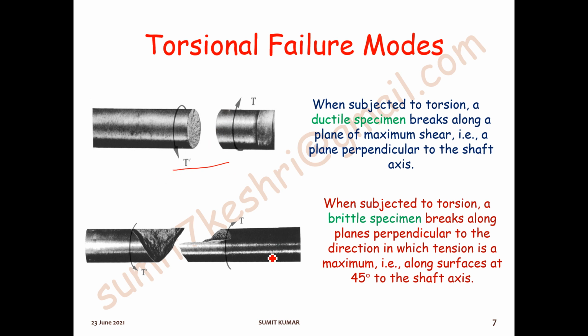And in brittle material, we know this brittle material is weak in tension. So a brittle specimen always fails in the plane of maximum tension, which we know acts at 45 degrees to the longitudinal axis. So you can see the figure here. The brittle specimen fails in torsion as shown in this figure.